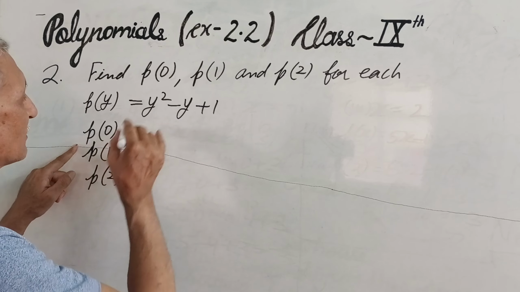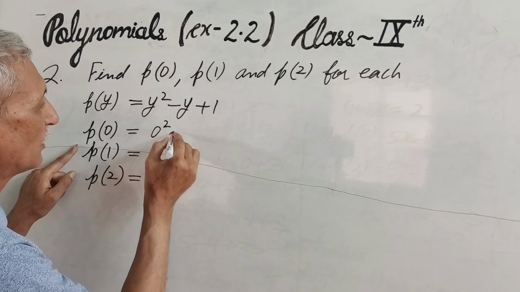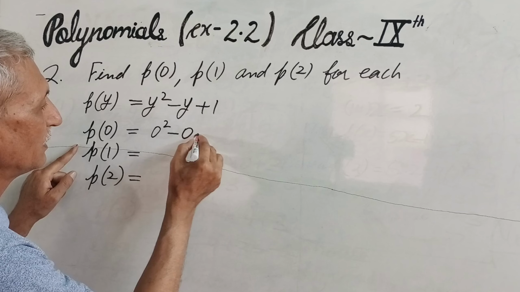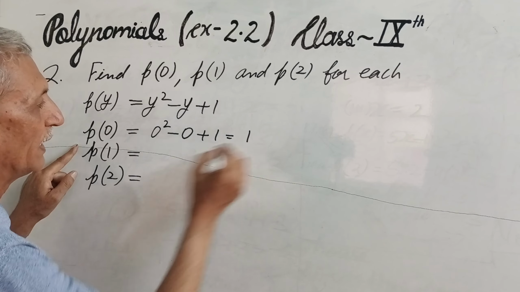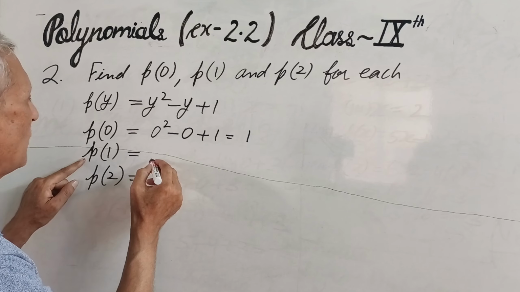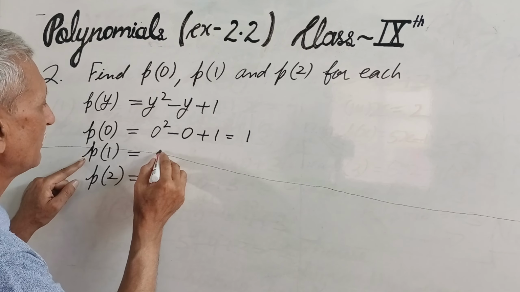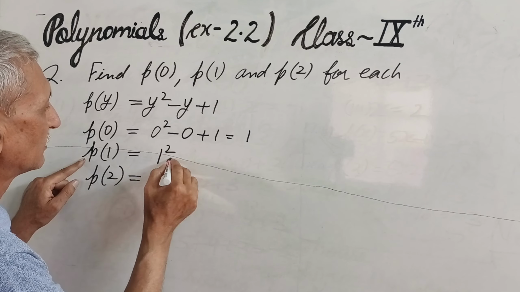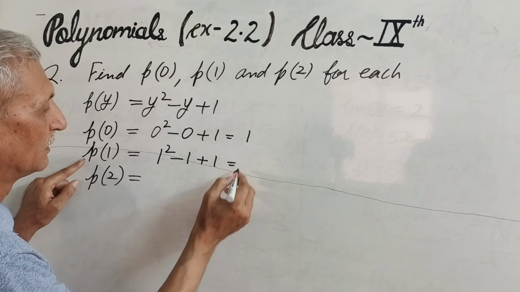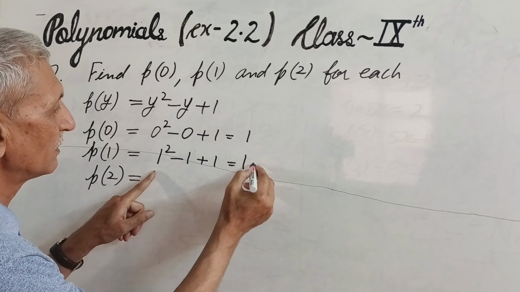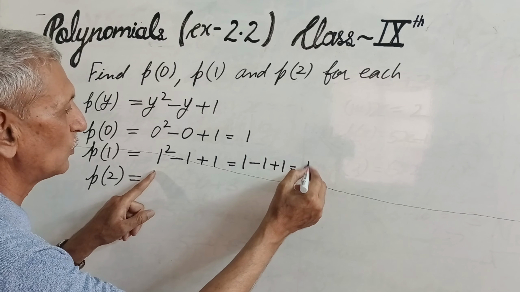So replace y for 0, right? So 0 square minus 0 plus 1 is equal to 1, right? Now let's replace it for 1. This will be 1 square minus 1 plus 1. This will give you 1 minus 1 plus 1, that will give you 1.